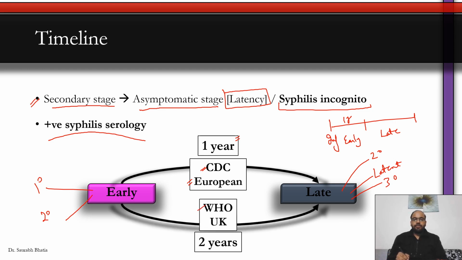However, WHO and UK have a limit set at 2 years. So what do we mean by that? That you have the infection, but after 2 years, the late period starts. Before that is the early period.